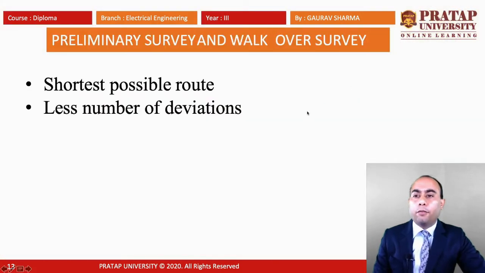Now, for the preliminary survey and walkover survey, we have to find the shortest possible route, and we focus on fewer deviations. If deviation is there, more supporting structures are required, and the overall capital cost of our project increases. So if fewer deviations are required and the shortest possible route is followed, our cost will be minimum.